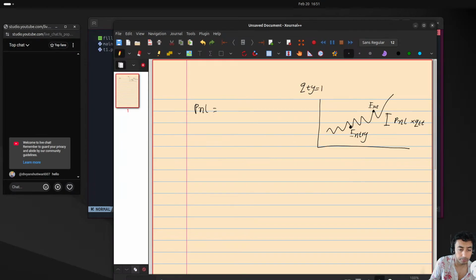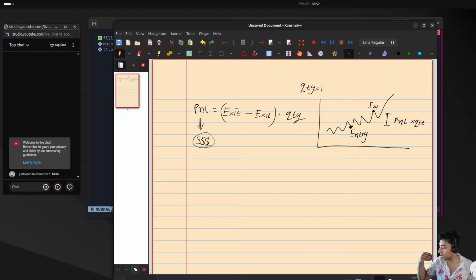Now, suppose we're just buying, not short selling. Then the profit formula would be the exit minus the entry, multiplied by the quantity, and that'll be the dollar value of how much P&L you got. Okay, there is an alternative way of thinking about things.